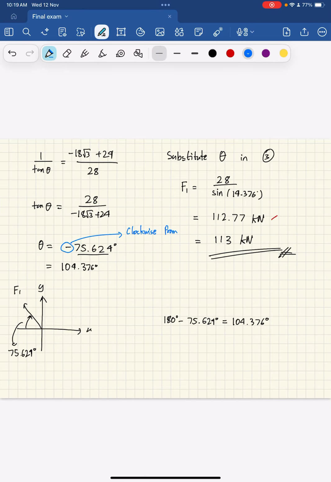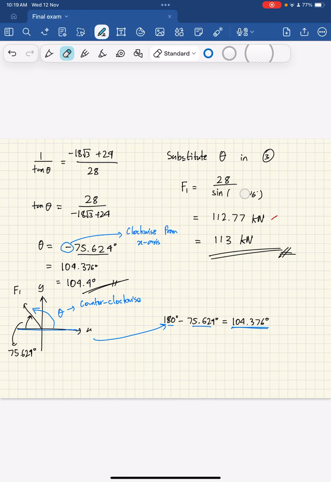It's going clockwise from the x-axis. But our theta is counterclockwise. That's why I had to subtract from 180, because this entire line is 180. To get 104.376, or in one decimal place we'll write it as 104.4 degrees. Then from there, of course, you do the rest of the steps. It should be pretty straightforward.